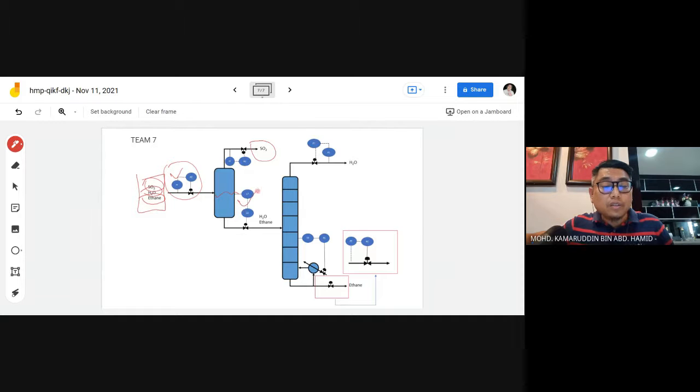Okay, good. All right, the question is here. Team 7 atau any yang lain boleh bagi pandangan tak? Why that in this case you need to pressure control the top of your flash? Tong, why that you need to pressure control this vapor stream?